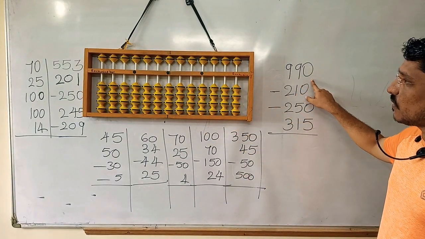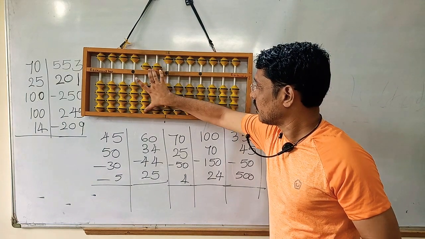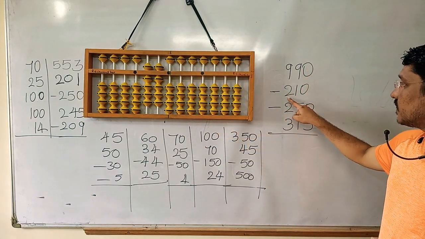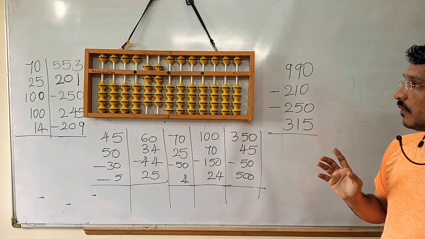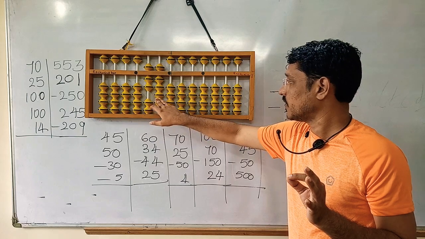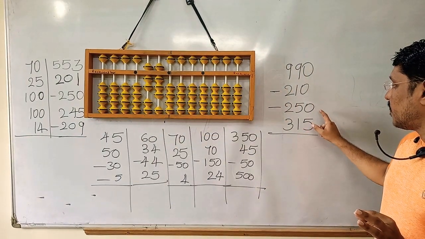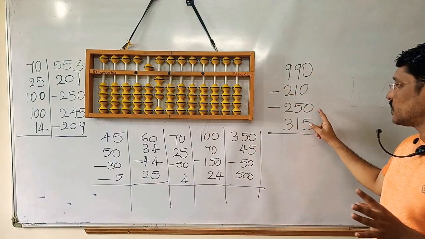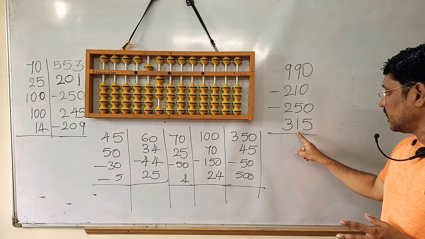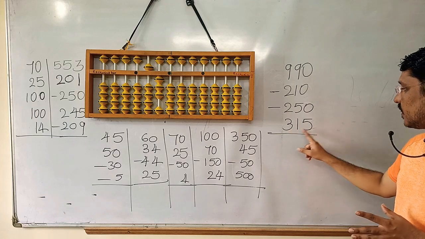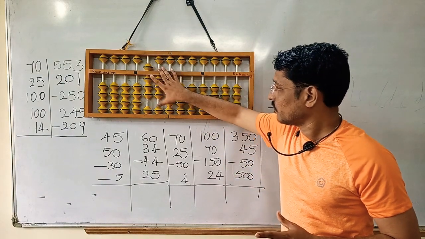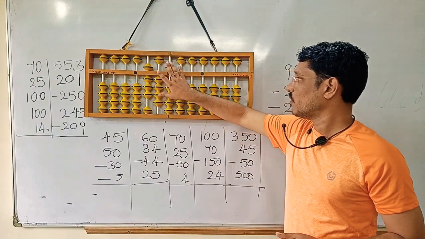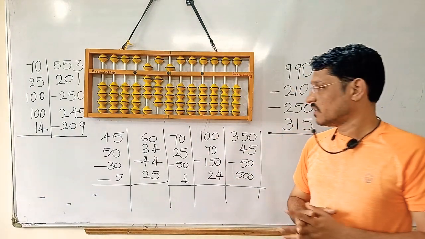Then come to this example again. Here it is 990. How to do 990? Next, minus 210, which means minus 2 and minus 10. Then minus 250 again: minus 200, minus 50. Here plus 315. What is the total here? 845.